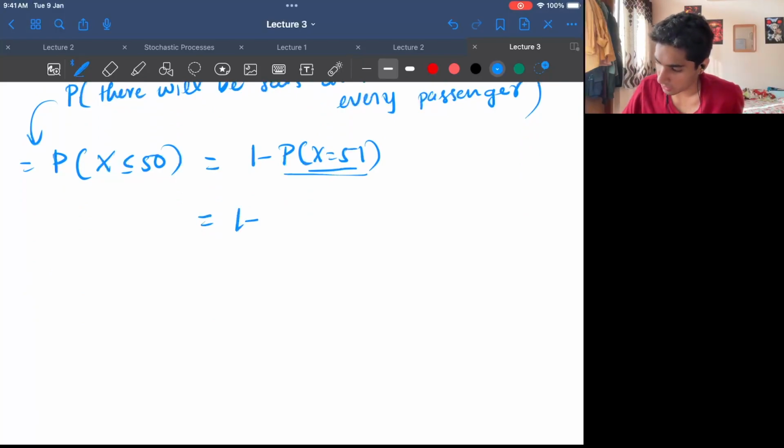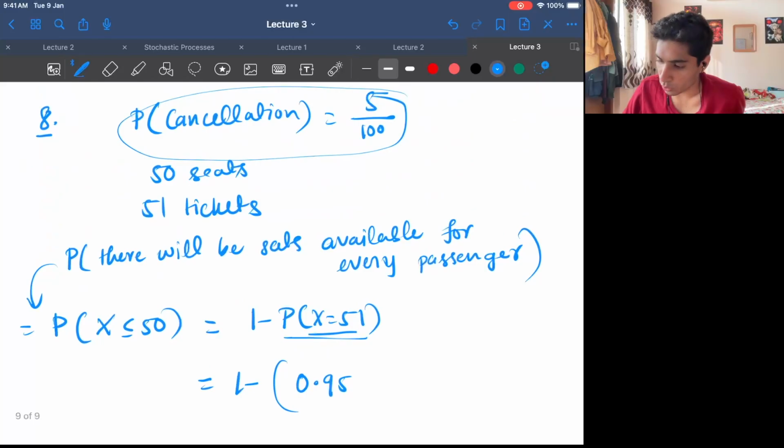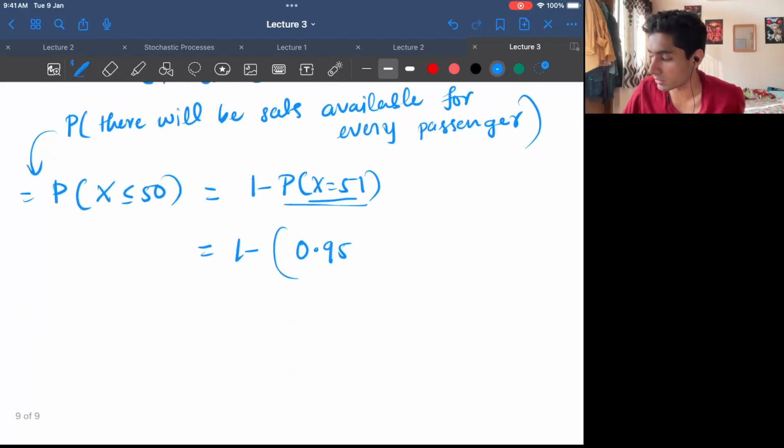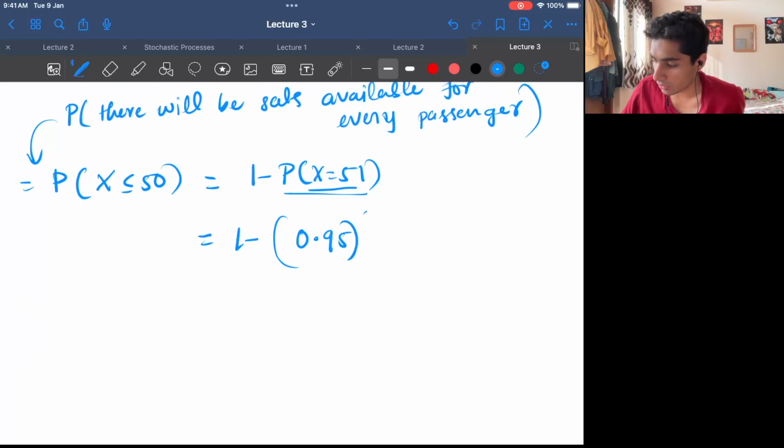So this thing will be equal to, so this is actually a binomial random variable. You can think of it as, you can just write it as 0.95, because no one cancels, right? Probability of cancellation is 5 by 100. So probability of not cancellation is 1 minus 5 by 100, which is 95 by 100, which is 0.95, and you want all 51 of them to be this thing.